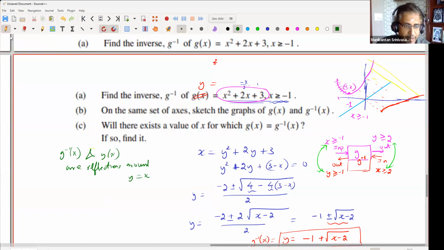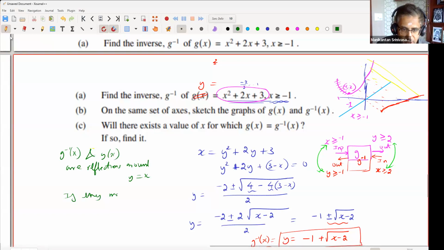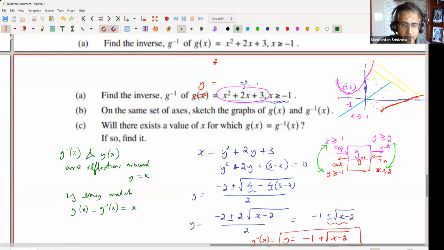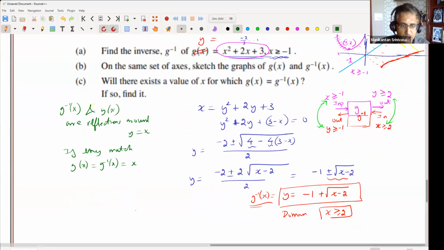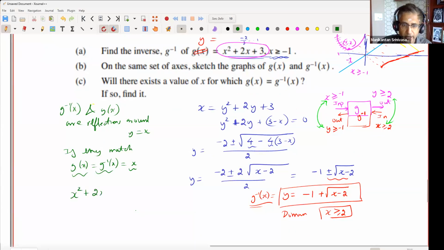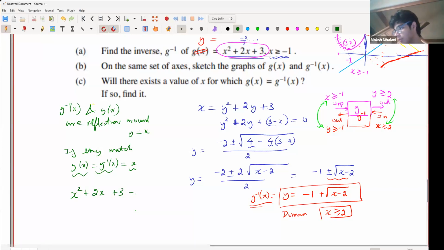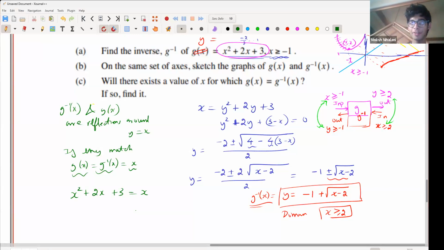So if they match, that means G of X and G inverse of X will be the same, and each will be the same as X. If at all they meet, they'll be meeting at the 45-degree line where Y equal to X, and that value will be X. So let's solve the quadratic. X squared plus 2X plus 3 is G of X. But we don't need to do that. We can just look at the graph that we sketched and see that it doesn't intersect the line.